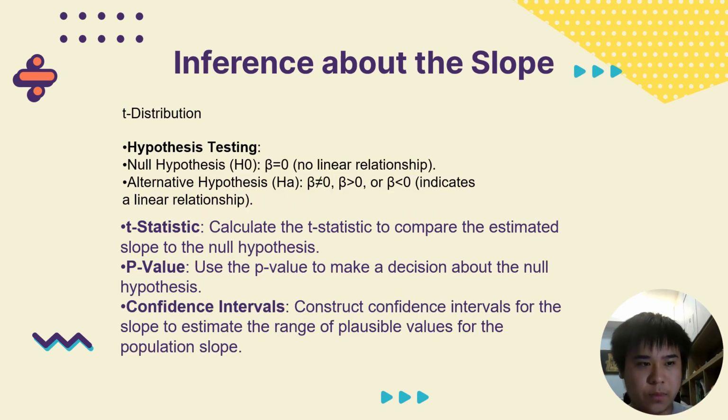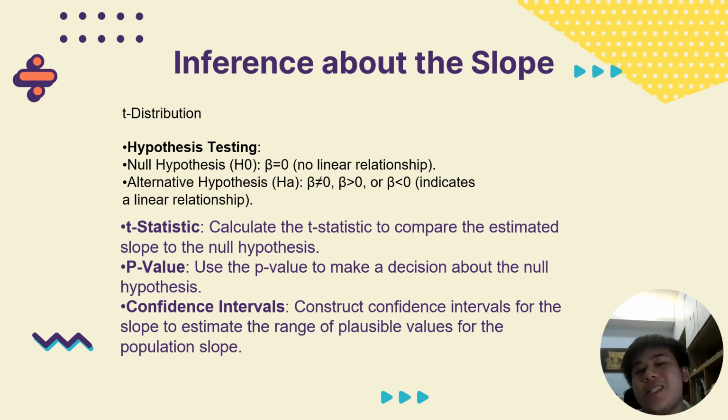Now, inference about the slopes. T-distribution. Hypothesis testing here. Your null hypothesis is that beta equals 0. When beta equals 0, that means there's no linear relationship. Your alternative hypothesis is that beta does not equal 0. If it does not equal 0, that's a two-tailed test since it can be on both sides. If beta is greater than 0 or beta is less than 0, this indicates a linear relationship, which is a one-sided test.